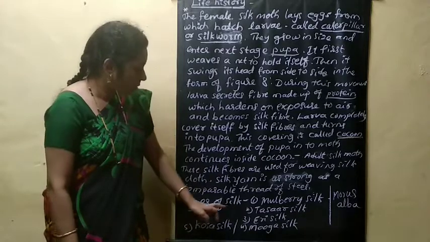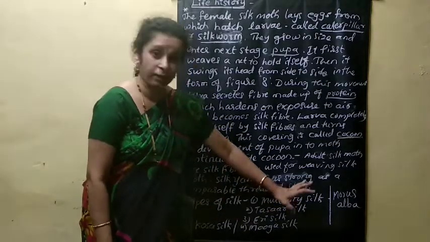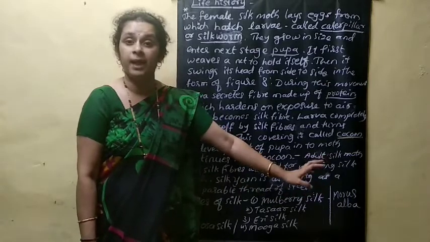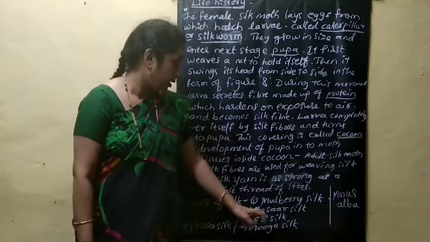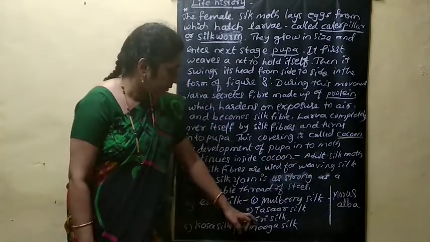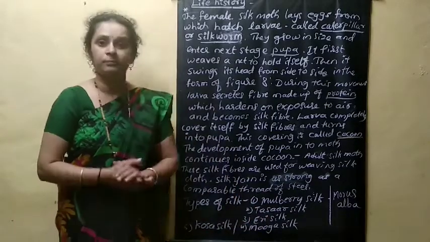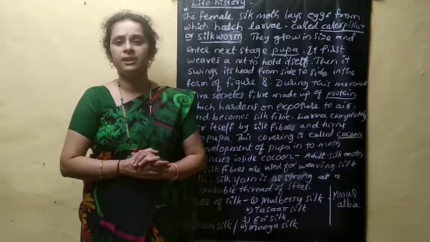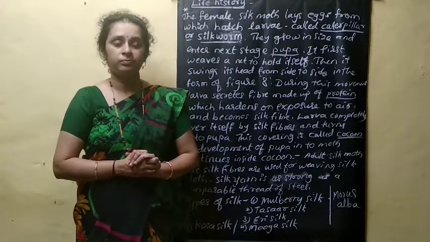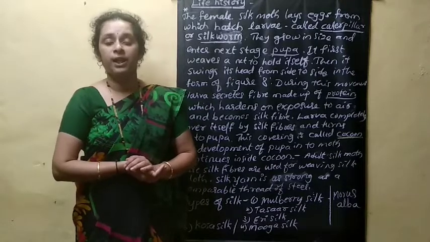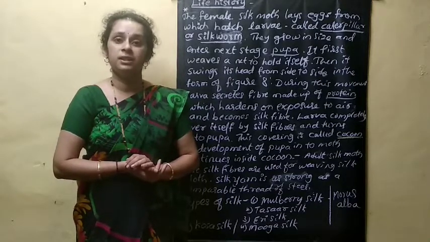These types of silk are mulberry silk, very common and very important, and the scientific name of the mulberry plant is Morus alba. Next Tassar silk, Eri silk, Muga silk and Kosa silk. These are the different types of silk. Okay, this is about the life history of the silk moth and different types of silk.